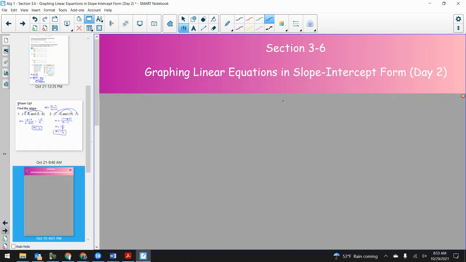Now, again, we're in this section 3.6 here, talking about slope intercept form. We'll be in this section today and Monday, and then on Tuesday we will review. Wednesday we will quiz over sections 3.5 and 3.6. Okay.